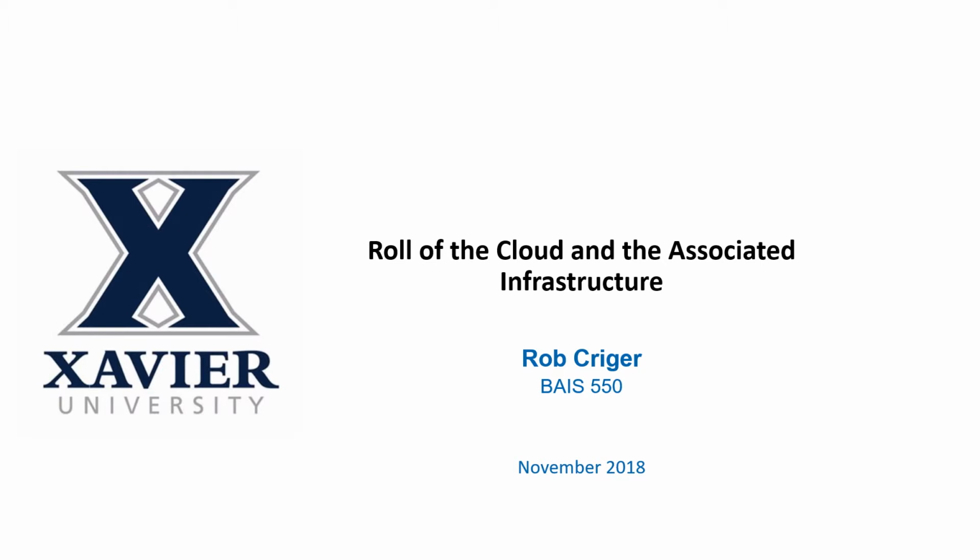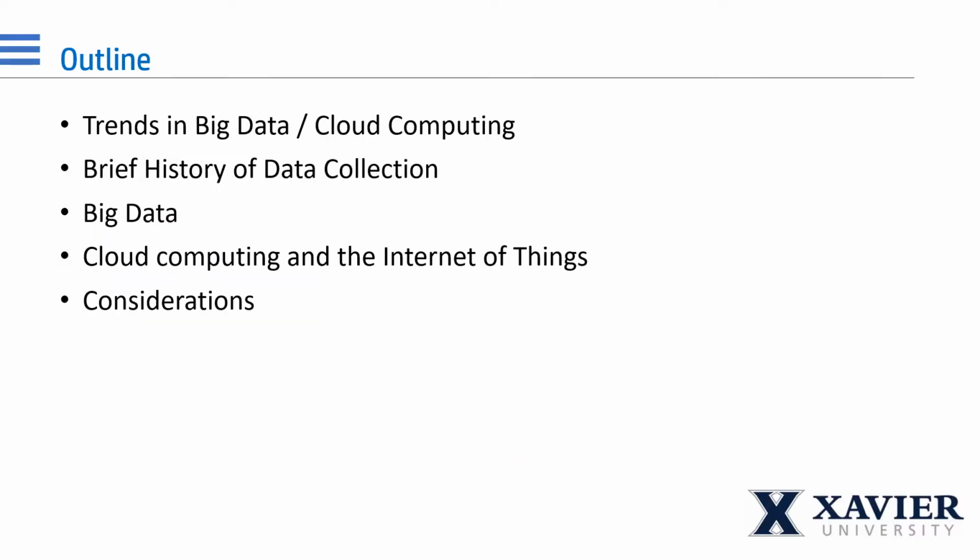I'd like to spend a little time this evening on a brief overview of the role of the cloud and some of the associated infrastructure. Here are some of the topics we're going to cover this evening. We're going to talk about some overall trends in big data and cloud computing, cover a brief history of data collection, and discuss what big data is. Then we're going to move on to cloud computing and the Internet of Things. Then we're going to leave you with a few considerations to keep in mind as you move forward.